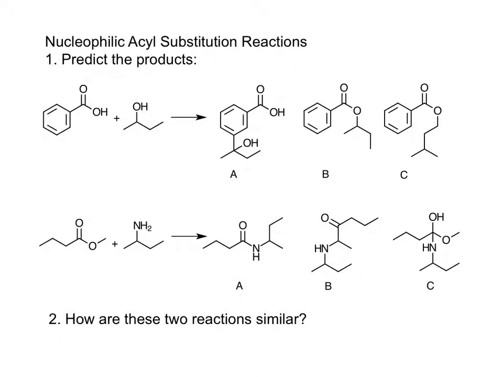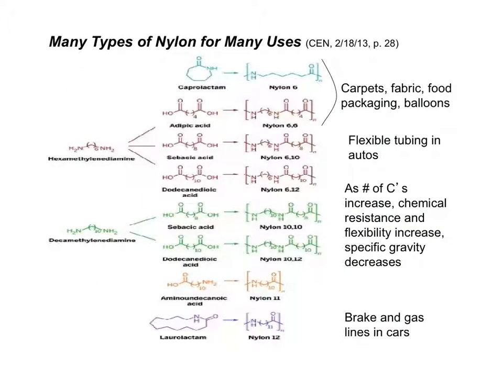So let's practice your organic chemistry skills and predict the product of each nucleophilic acyl substitution reaction. So here are the answers. I hope you got them right. Nylon is made by reacting an acid plus an amine to make an amide. Note that there are many types of nylons which have many different uses.